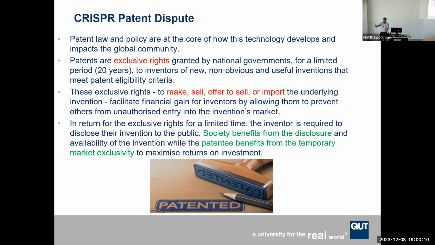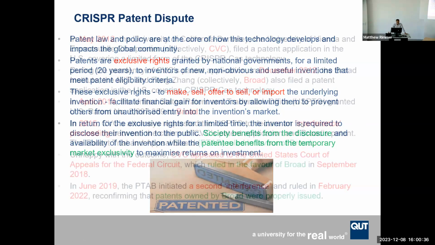So the society can benefit from the disclosure of your innovation, and the patent owner will benefit from the exclusive rights for 20 years, because they can keep the competitors out of the market and they can get the financial gain as a result of that. So this is the bargain. Both the private parties, patentee corporations, and the society benefit from the system.